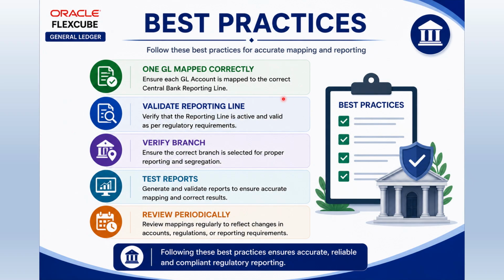Best practices. Here are some important best practices. Ensure each required GL account is mapped to the correct reporting line. Validate the reporting line before creating the linkage. Verify that the correct branch is selected. Test the resulting reports to confirm the expected classification. And periodically review the mappings when accounts or reporting requirements change.